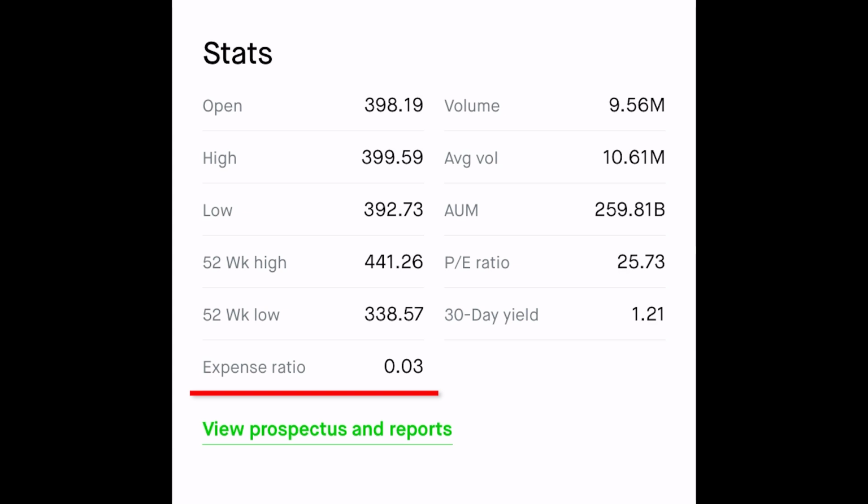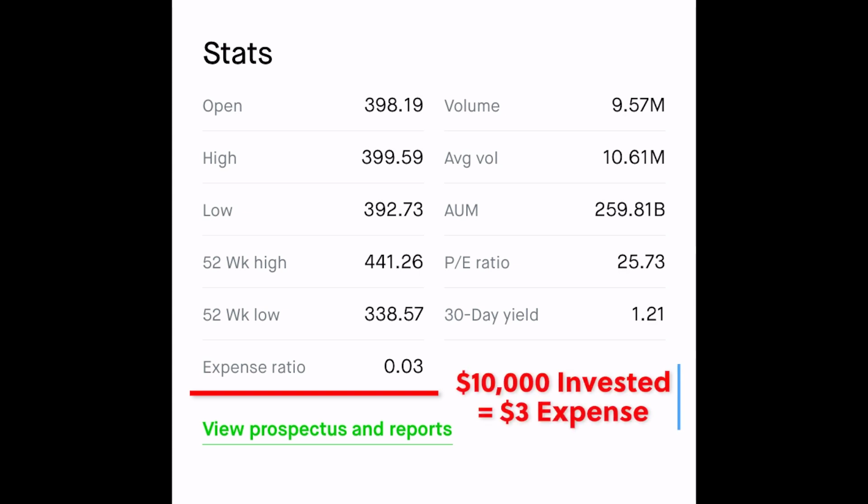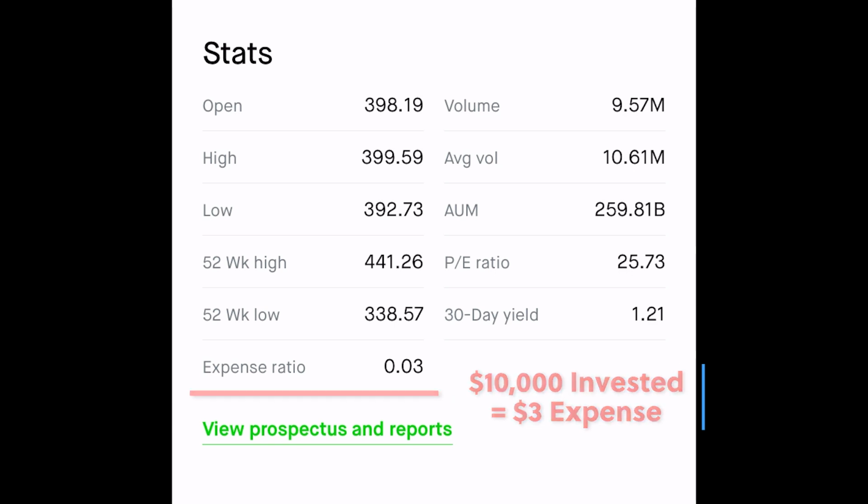That is why I love Vanguard products as well as Charles Schwab products, because they always have very low expense ratios. What this is going to cost you is basically, if you invest $10,000 into this ETF, you're going to pay a whopping $3 a year as an expense. So if you had a 10% gain in the market, then really you're going to be making a 9.97% return instead of a 10% return because of that expense ratio.